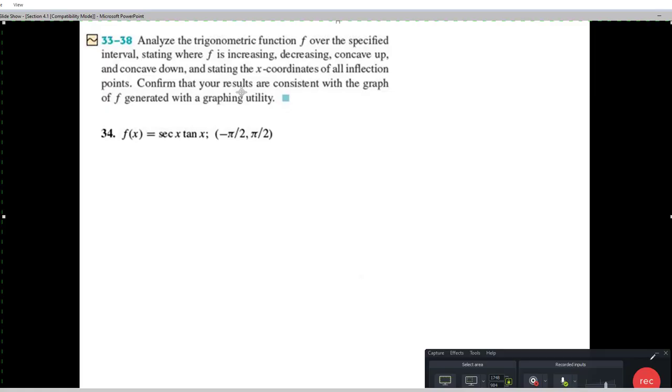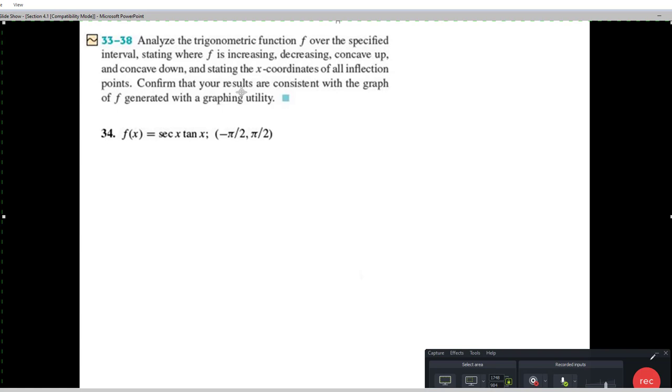Okay, so for our first slide, we're going to be finishing up section 4.1. We had a couple problems left when we left off last Thursday. And so we're here, problem number 34.